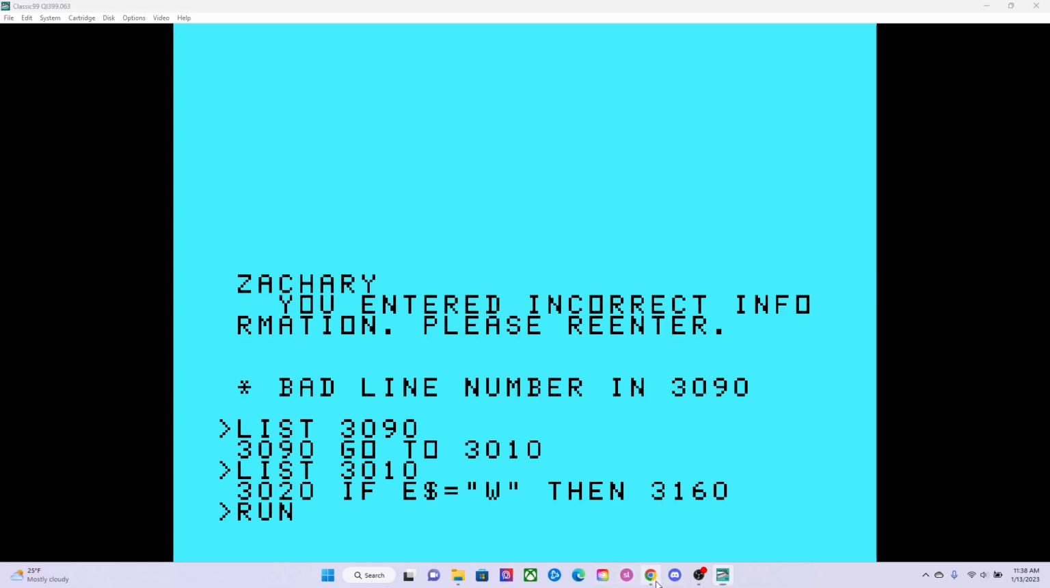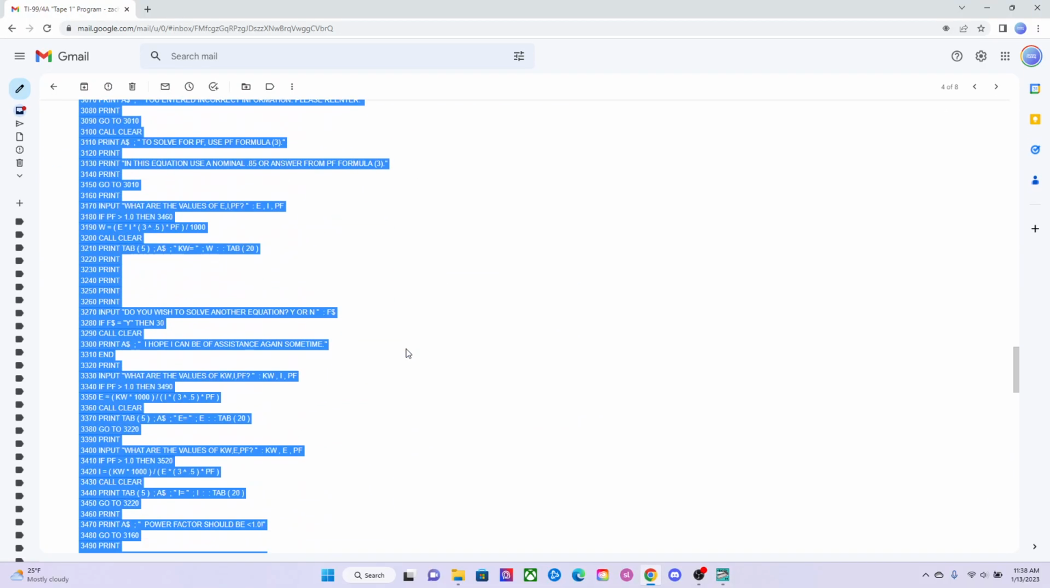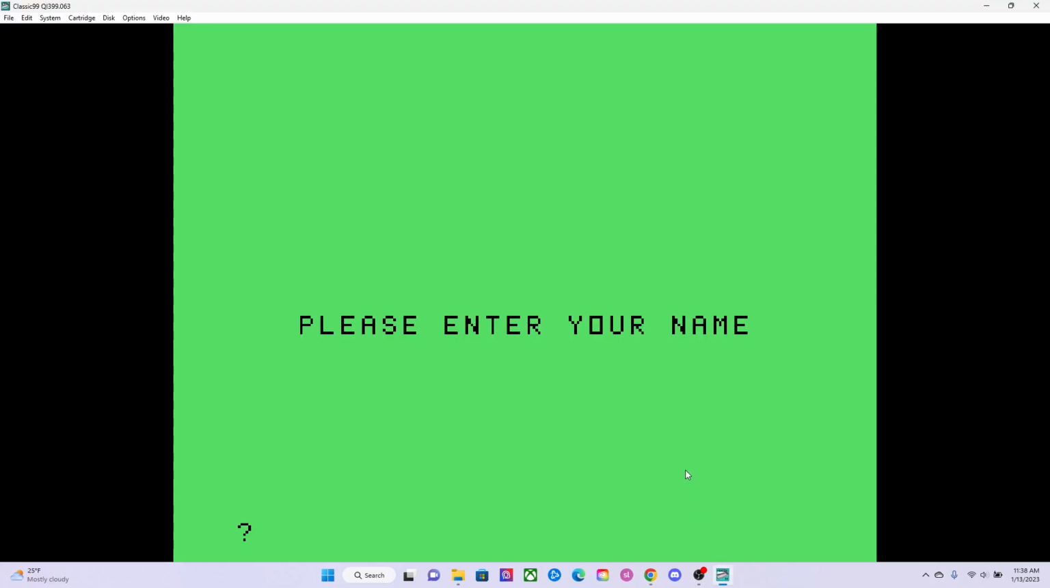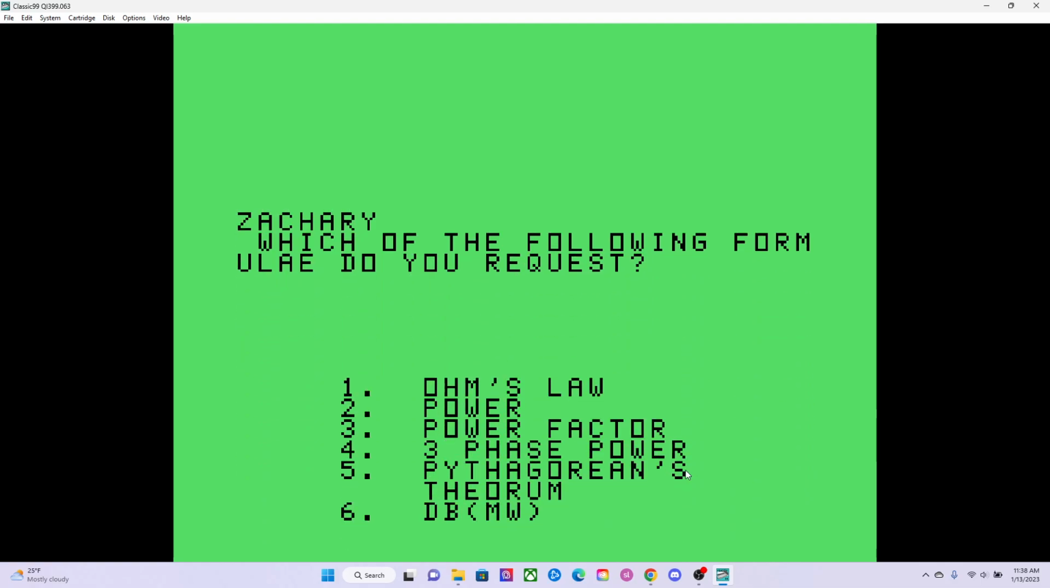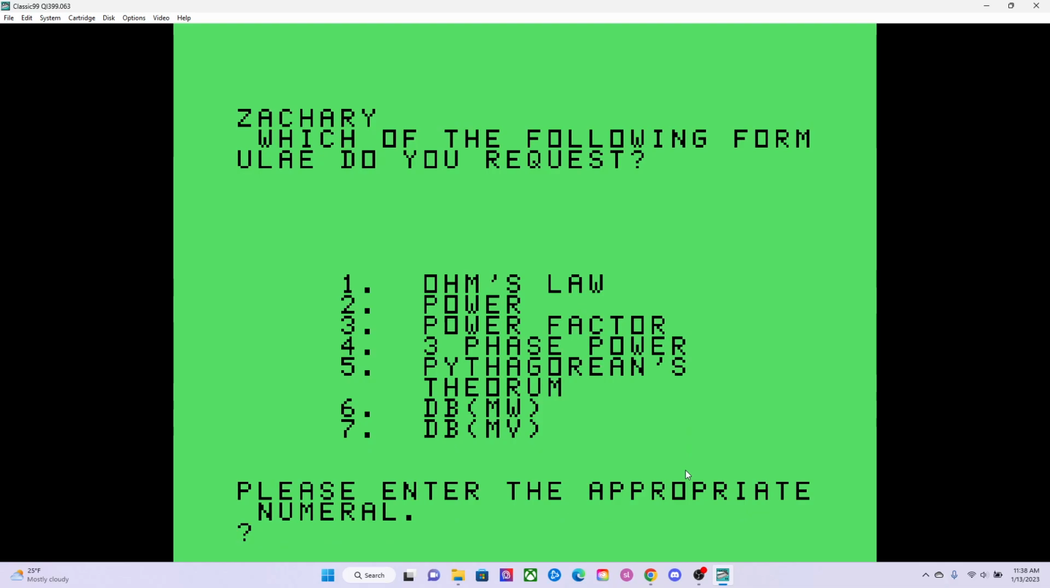We could actually come over here and look at the code, though. So, let's see. I already forgot the line numbers. Oh, well, we'll try it another time. Zachary. Okay, so it looks like we can't do 3-phase power right now. It doesn't like the go-to line. So maybe my dad was in the process of working on this program, but I suspect that might have just been a typo. So let's say the Pythagorean Theorem.